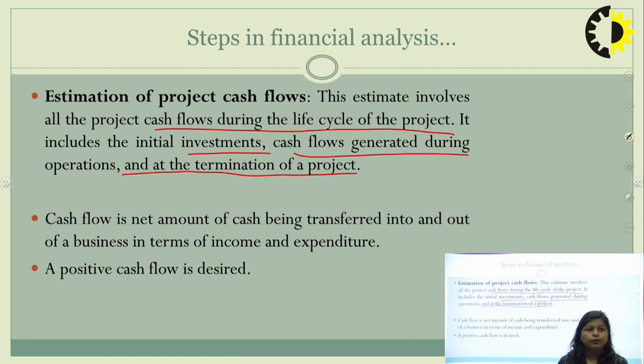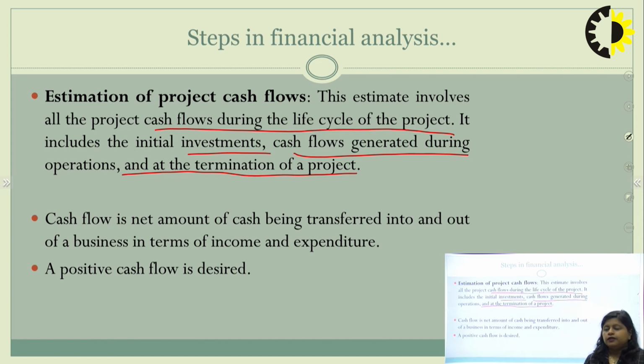I hope you understand that the project cash flow includes all the cash flows involved during the life cycle, from the start till the termination. At the start, how much investment we need to make, during the various phases how much cash goes out or comes in, and at termination how much cash is involved. For all this we need to make an estimate. So we can say that cash flow is the net amount of cash being transferred into and out of the business in terms of income and expenditure.